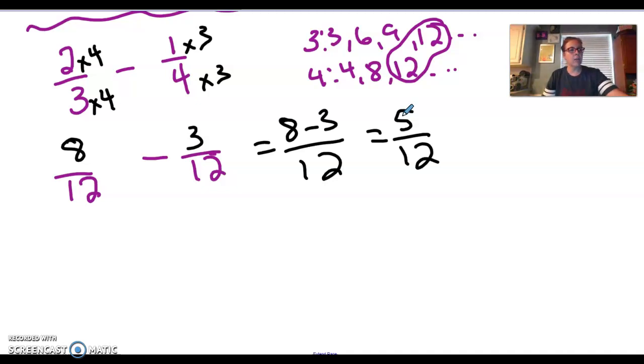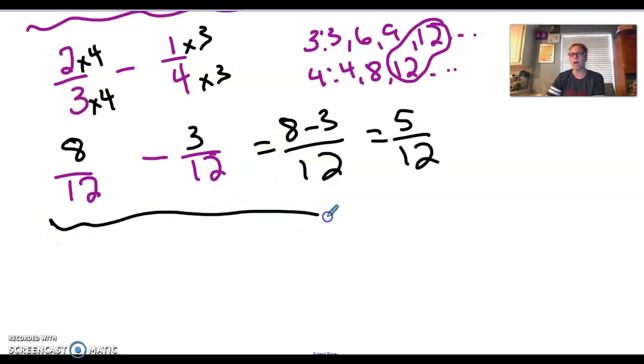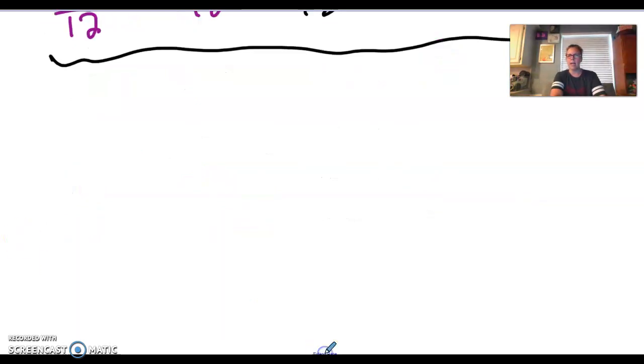Now, if you'd used a bigger number like 24, then you would have had to simplify, which is fine as well. Either way, if you're like, oh, I didn't find the least common multiple, but I did find a common multiple, then go with that, okay?